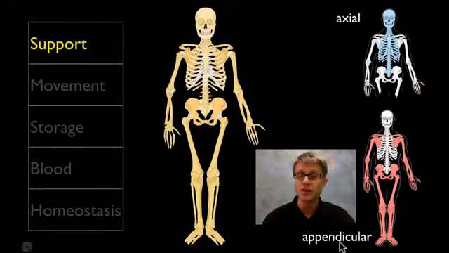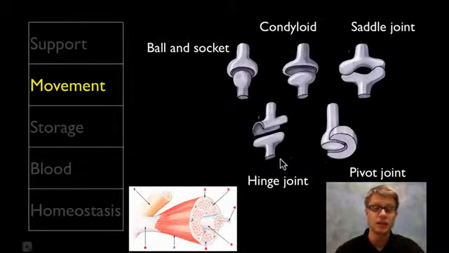And then we have the appendicular skeleton. The appendicular skeleton is made up of pretty much everything out past these joints. That's going to be your hip, your shoulder blade, and your arms and legs. The function of the appendicular skeleton is locomotion. So speaking of that, let's get to the next one, which is movement.